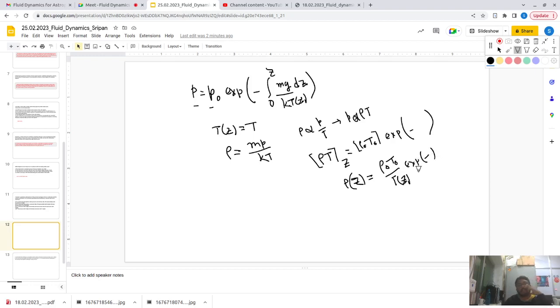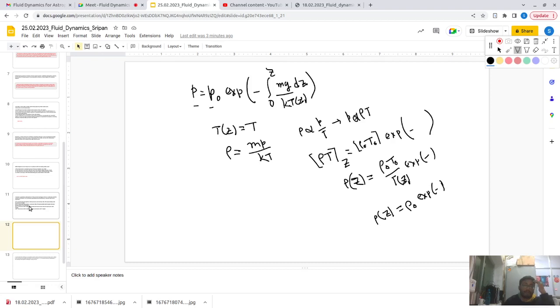Now for the isothermal case, what will happen? T naught and T at any height will be equal. So T naught by T(z) should be 1. In that case, rho(z) is again similar to the profile followed by the pressure. This will be exponential, with everything in the bracket.